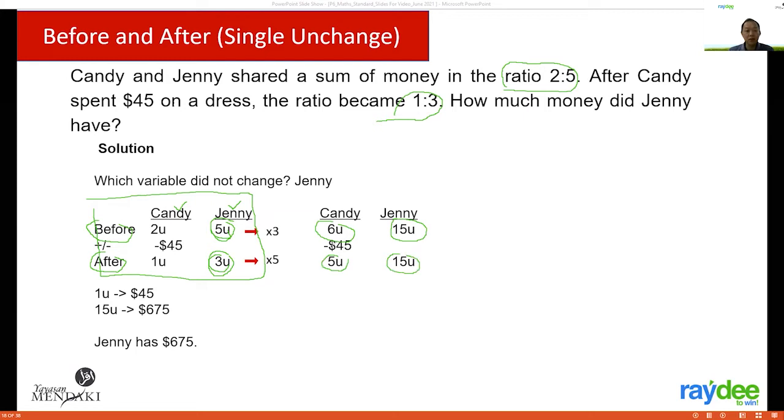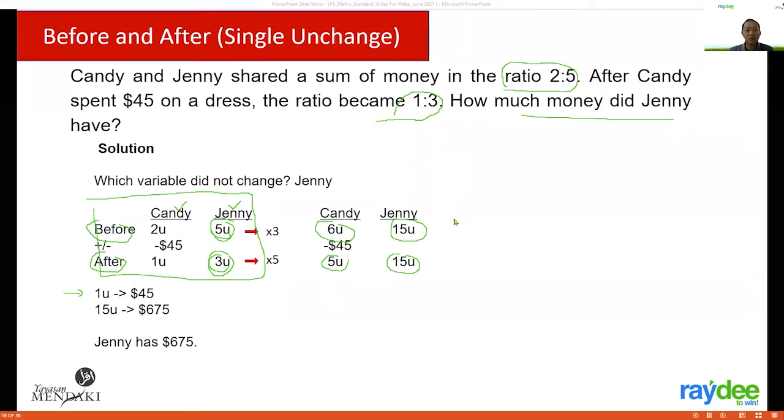So once you have achieved the single unchanged, which is Jenny, remain the same, you can now compare the ratio between before and after. So we know that at first there's 6, and then after that there's 5. And this is after removing $45. That means clearly 1 unit equals to $45, and we want to find 15 units because the question is how much did Jenny have? So Jenny has 15 units. Okay, so since we know 1 unit is 45, so 15 units equals to $675. Okay, so this is what I'll be explaining.